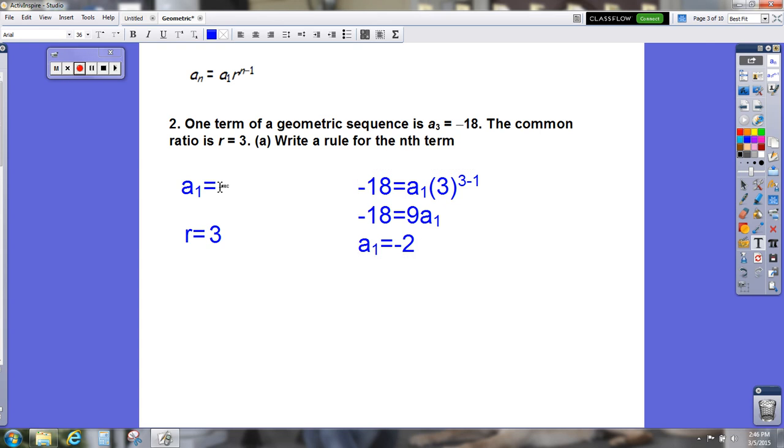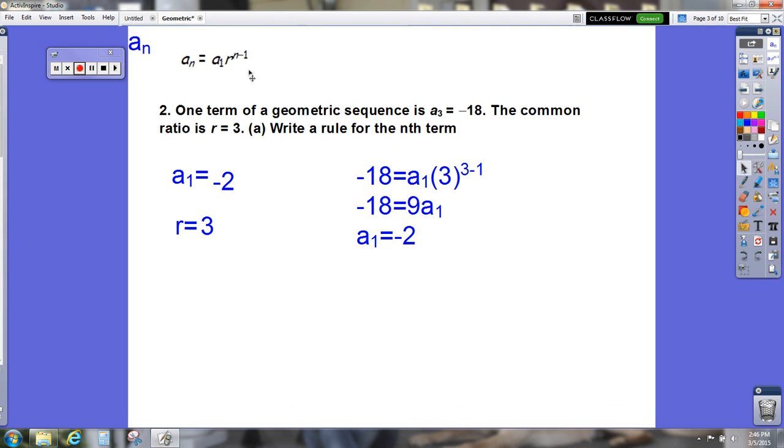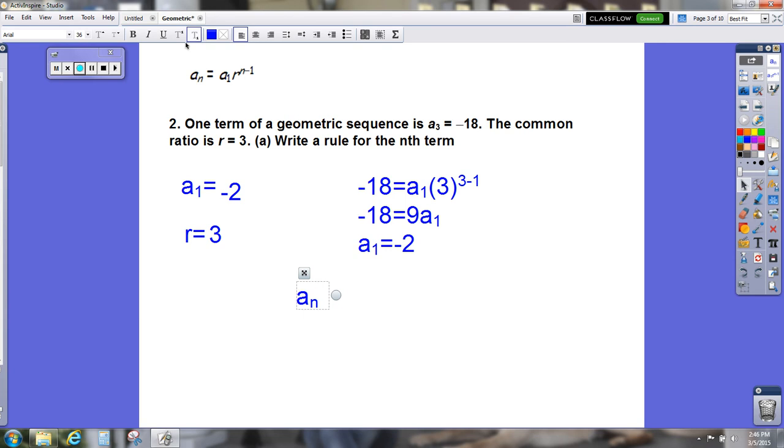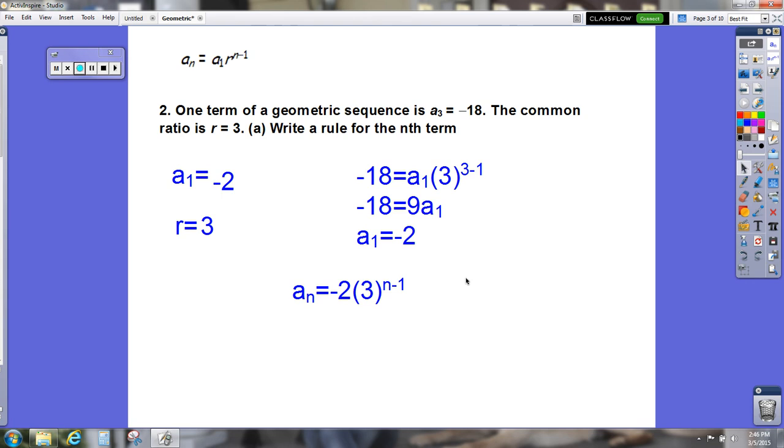All right, so now we have everything we need to find our general rule. So let's pull up our formula. a sub n is equal to a sub 1, which is our negative 2, times our common ratio, 3, to the n minus 1 power. So there's our rule. Here again, we cannot multiply negative 2 times 3, so that's as simple as we can get that general rule.